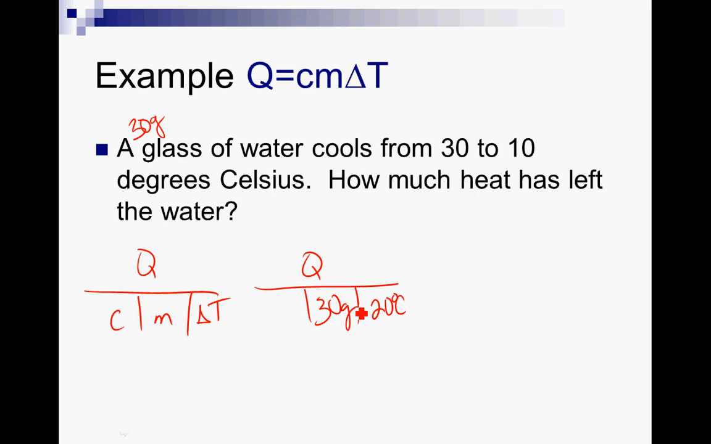Probably, let's make that 330 grams of water. And then we need to know the specific heat. And the specific heat of water is 1 calorie per gram degree Celsius. So all we end up having to do is take 1 times 330 times 20, and that gives us 6,600 calories has left that glass of water. 6,600 calories.